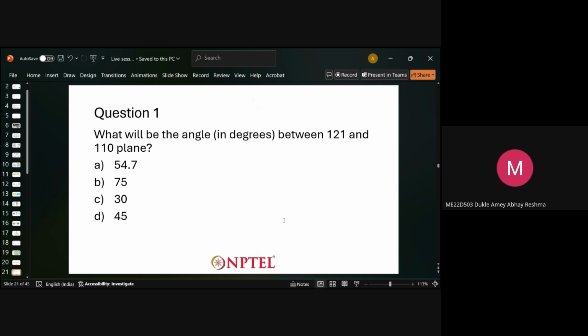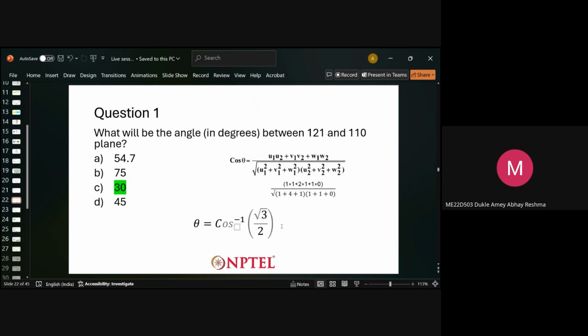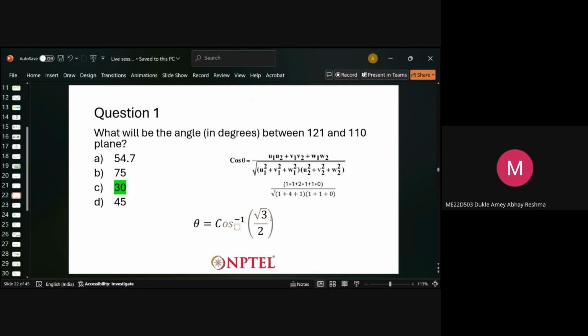So you have this question. So you have two planes. So how will you find the angle between them? So you have the plane 121 and 110. So the options are A 54.7, B 75, C 50, C 30, and D 45. So I just showed the formula in one of our slides. So this is the formula basically. You will just substitute U1, V1 and W1, and U2, V2, W2 in this formula, and then you will get the angle between the planes. So the angle is basically inverse of cos root 3 by 2, which is 30 degrees. Any questions?